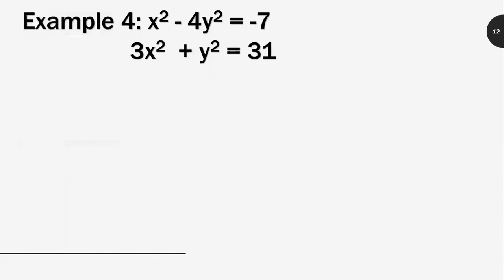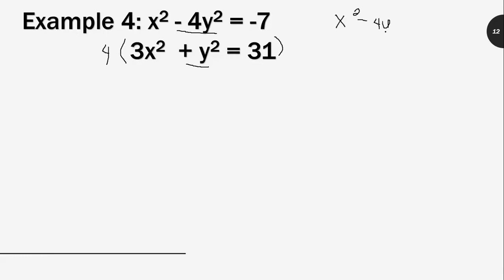Example number 4, last example for elimination. X squared minus 4y squared is equals to negative 7, and 3x squared plus y squared is equals to 31. Okay po. So, hanapan natin ng unang value is x. So, negative 4y. Ang opposite niya is positive 4y. Paano to magiging positive 4y? So, I have to multiply it by 4.